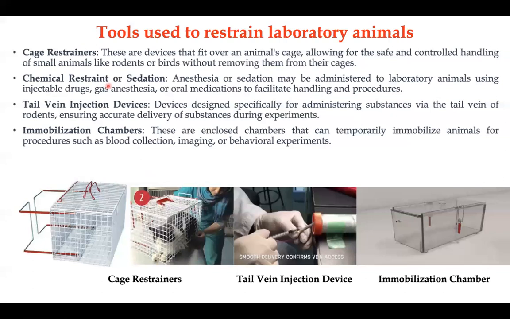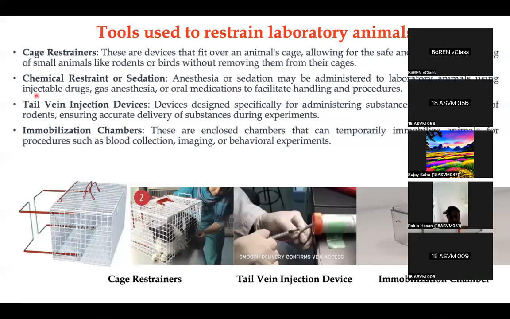Chemical restraint or sedation. Anesthesia or sedation may be administered to laboratory animals using injectable drugs or gas anesthesia. So what can it be? Injectable drugs, gas, or oral medication as well. So these we can identify as restraining tools or restraining chemicals.